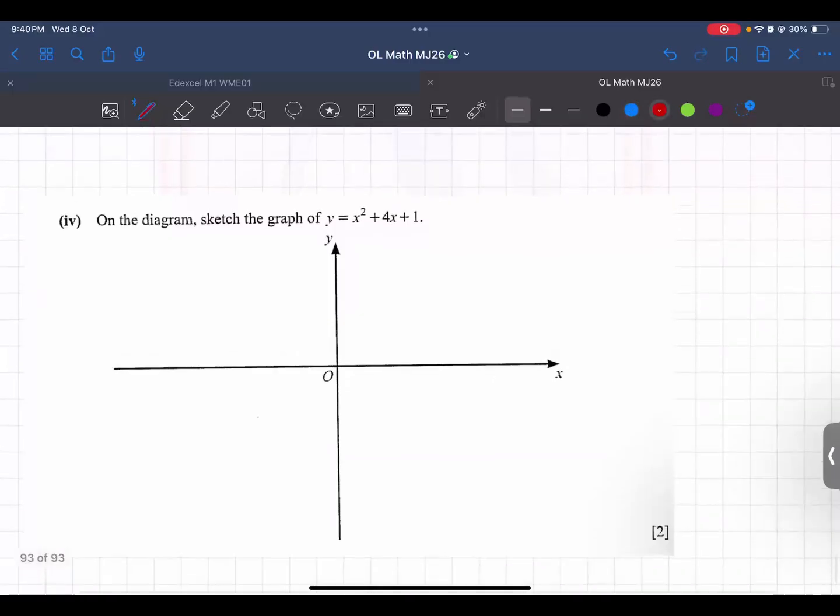So this is a quadratic. We know x is a square, so this is a quadratic. So y plus 1 y-intercept. So y-intercept is +1. When your x is 0, y is equal to 0 plus 0 plus 1. So y is equal to 1, the point 0, 1.